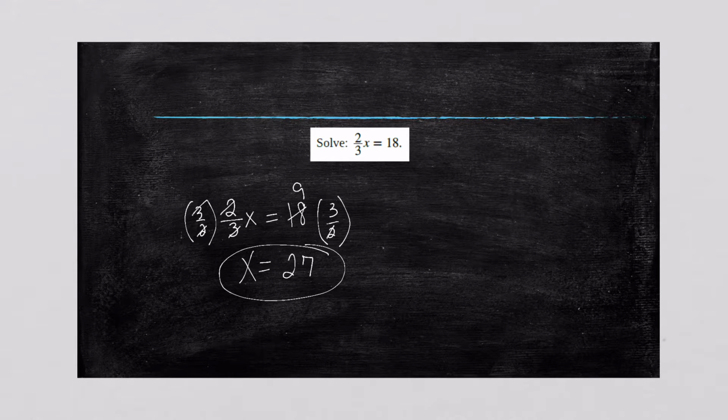So now, can I test it? 2/3 times 27, does that equal 18? Well, 3 will go into 27. 9 times 2 is 18. So 18 equals 18. That is the correct answer then.